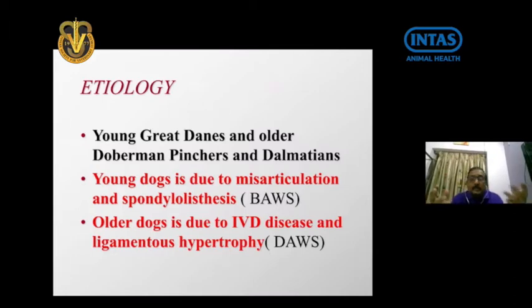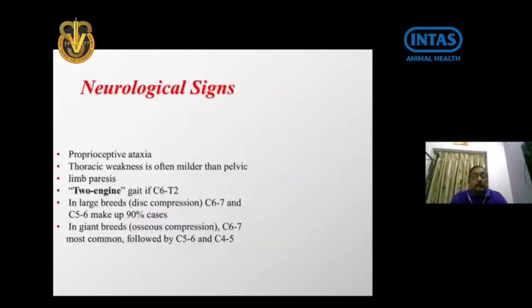So you remember BOS and DOS. What's BOS? BOS is bone associated wobbler syndrome. What is DOS? DOS is disc associated wobbler syndrome. It could be due to a problem with the bony malformation or it could be due to a disc prolapse. The most important thing in this is the two-engine gait.